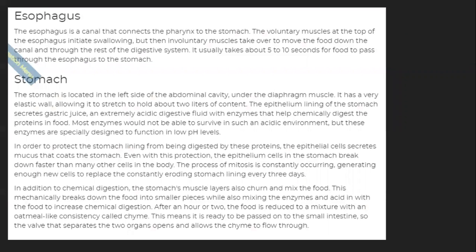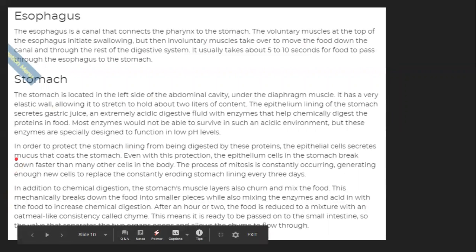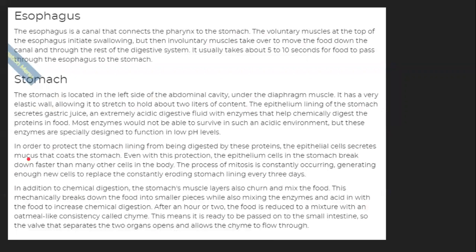Well, the stomach is lined by a layer of mucus. So this word here, mucus. The stomach is lined by a layer of mucus that coats the stomach on the inside. So inside the stomach, there's a layer of this mucus. And so when the acid is chewing everything up, the mucus is protecting the stomach wall from actually being digested and destroying itself.